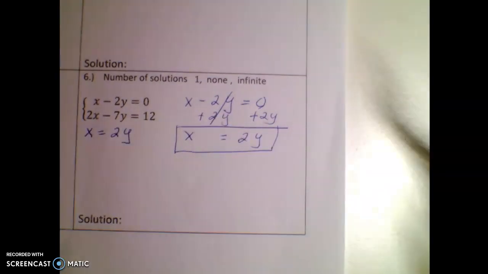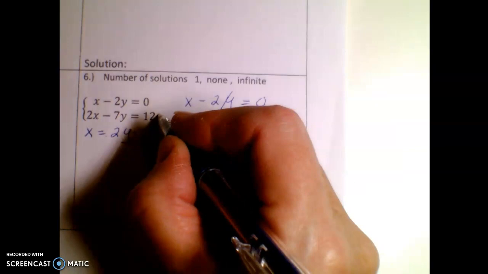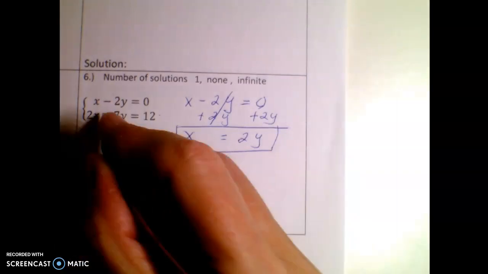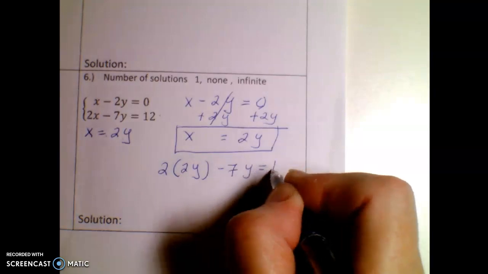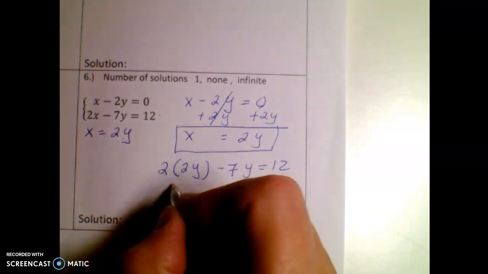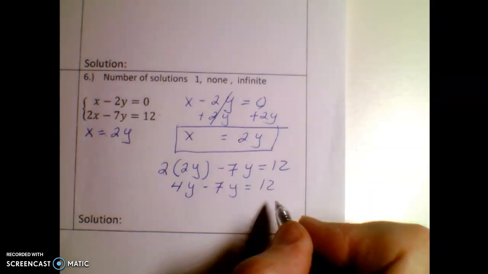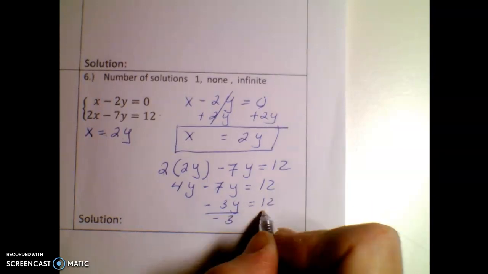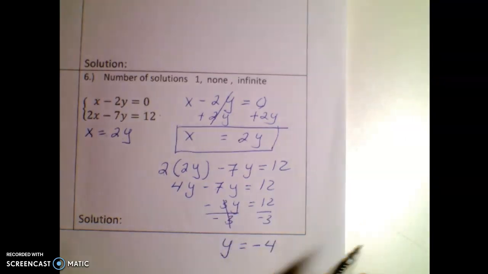All right, so now I'm going to use that because I now know that x is 2y. And I'm going to come back to this equation, the second equation, and replace my x value here with 2y. That's called substitution. So we're substituting the 2y in. 2 times 2y is 4y minus 7y is equal to 12. 4 minus 7y is minus 3y is equal to 12. And now we're going to divide both sides by minus 3. Y is equal to negative 4.